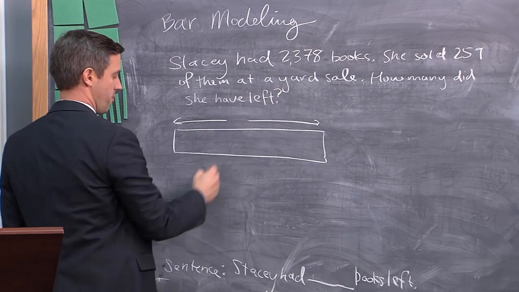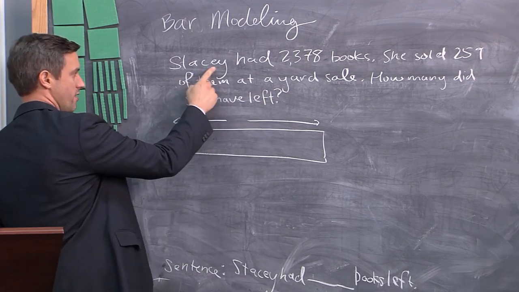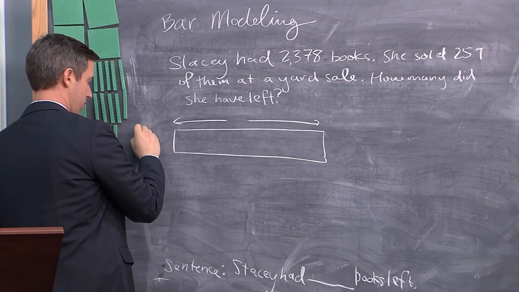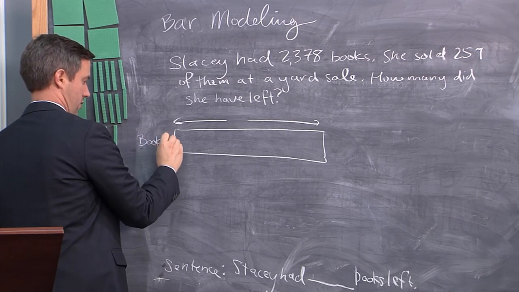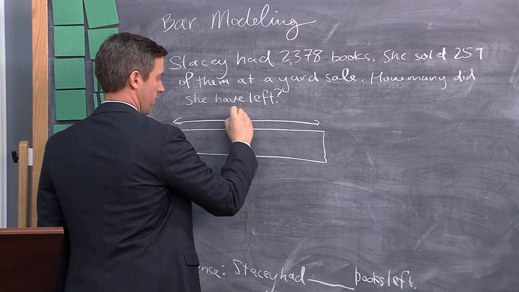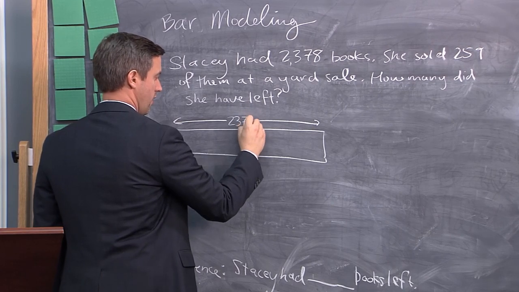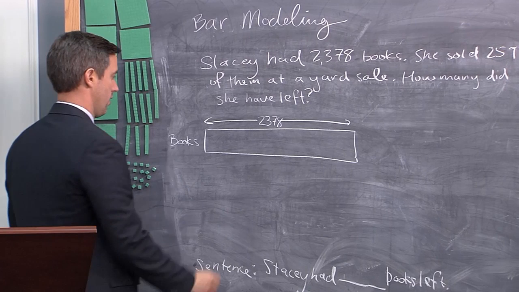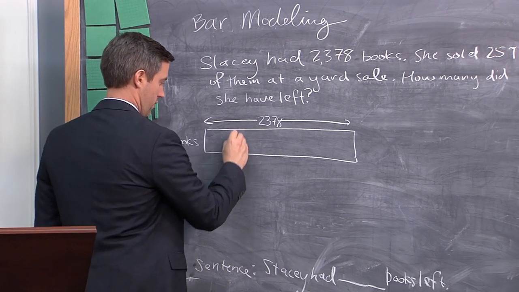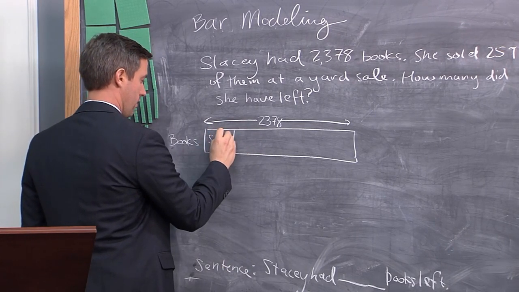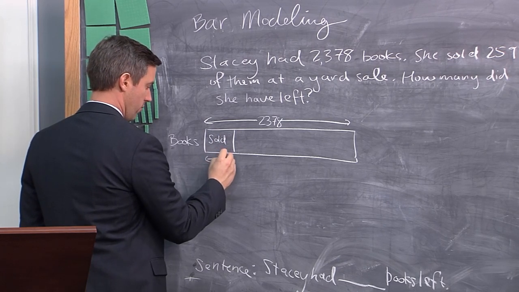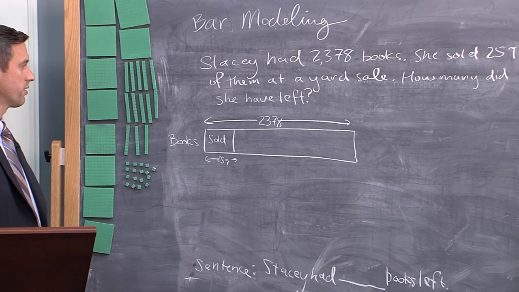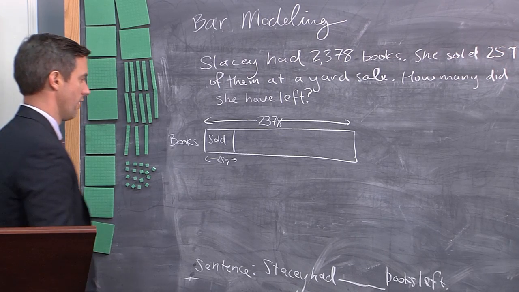So we know that going back to, we would start our model again. Stacy had 2,378 books. I can draw that. These are the number of books that she has. And the total is 2,378. And I would keep reading. She sold 259 of them. I would write sold. The quantity would be 259. And you want to know how many did she have left.